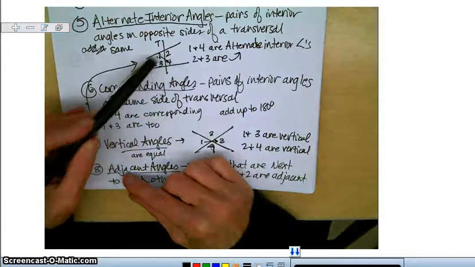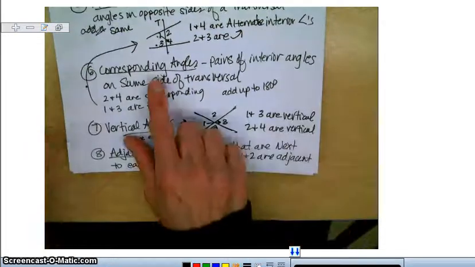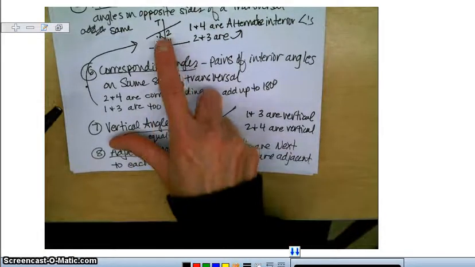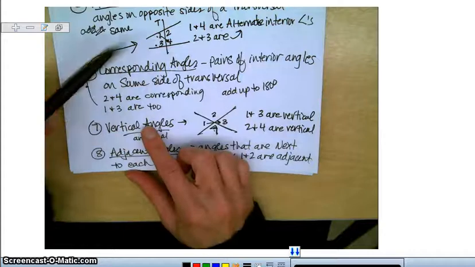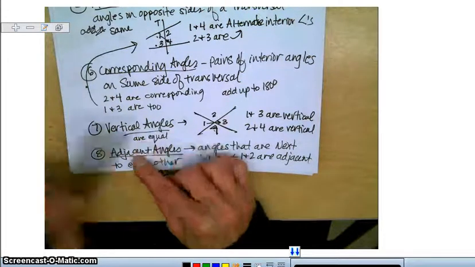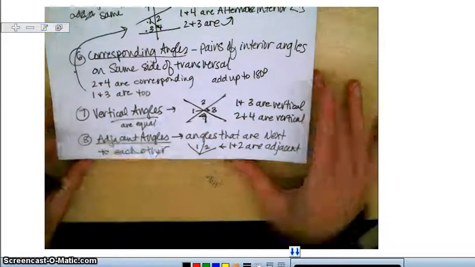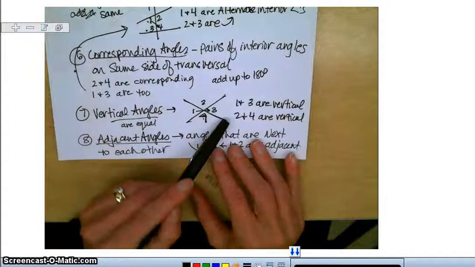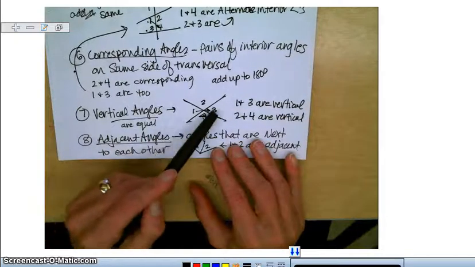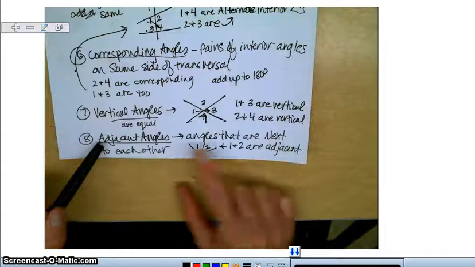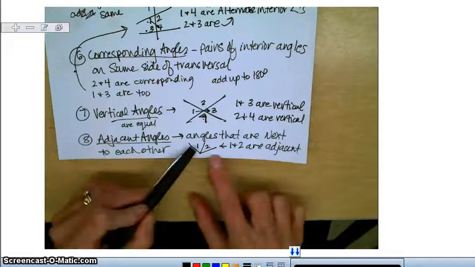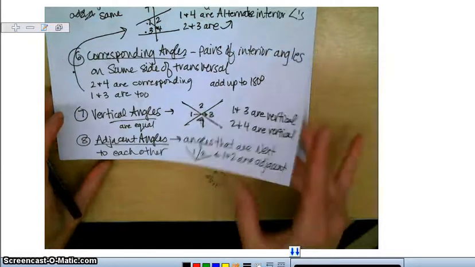So 1 and 4 would be the same, 2 and 3 would be the same. Corresponding angles are the ones that are on the same side of the transversal in between the two lines. So 1 and 3 are corresponding, 2 and 4 are corresponding. They add up to 180. Vertical angles are ones that, if you have two lines that cross, are angles that are opposite each other. Those are always equal. Adjacent angles are angles that are next to each other. So angle 1 and angle 2 are adjacent.